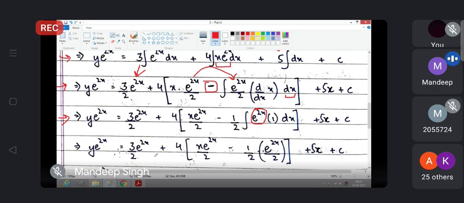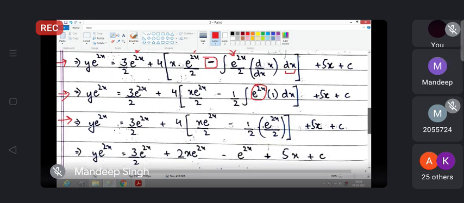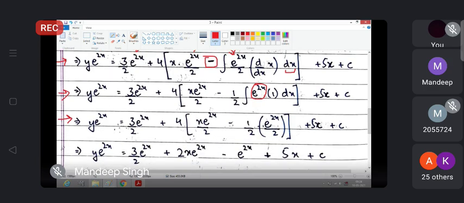Then 3 over 2 e raised to the power 2x plus x into e raised to the power 2x over 2 minus 1 over 2 into e raised to the power 2x over 2 plus 5x plus c. When you multiply these terms with 4, it becomes 3 by 2 e raised to the power 2x plus these will cancel out.